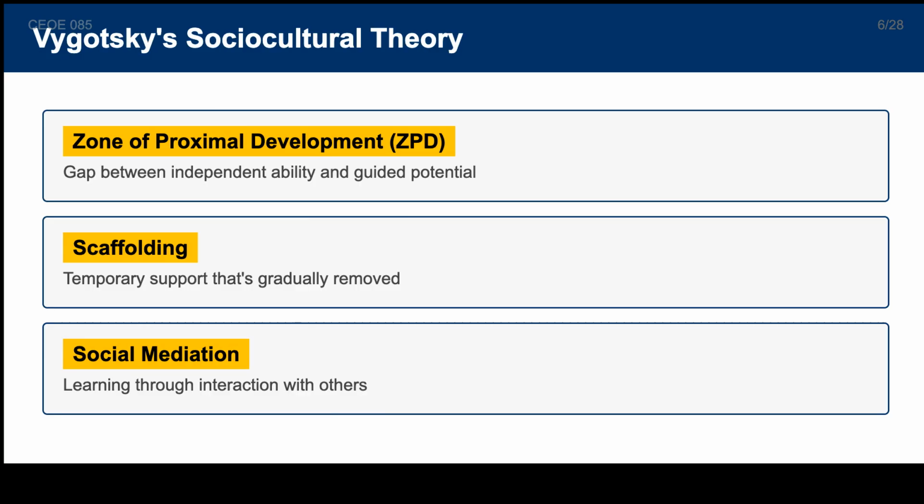Vygotsky is another must-know theorist. His zone of proximal development, or ZPD, is the gap between what a student can do alone versus what they can do with help. This is where instruction should happen. Scaffolding is the temporary support you provide, like training wheels, that you gradually remove as the student gains independence. These concepts are foundational to special education practice.